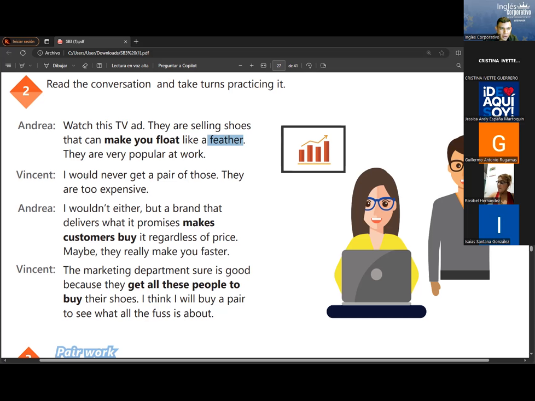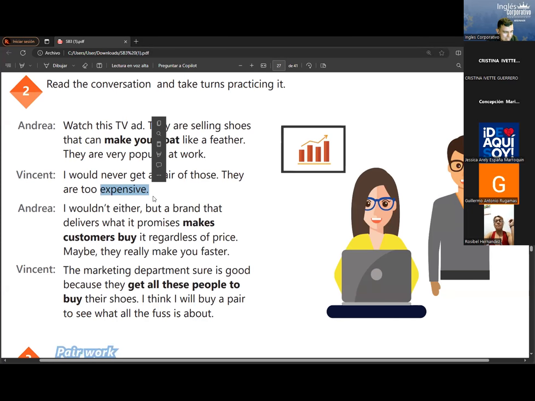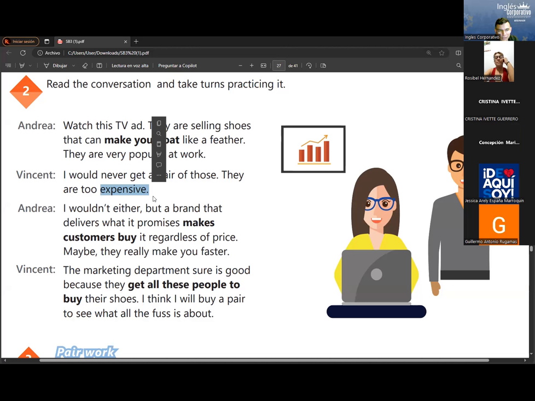They are very popular at work. I would never get a pair of those. And they are too expensive. What is the opposite? What is the antonym of expensive? The opposite of expensive. Cheap. Cheap, exactly. Tell me two things that are very expensive for you nowadays.